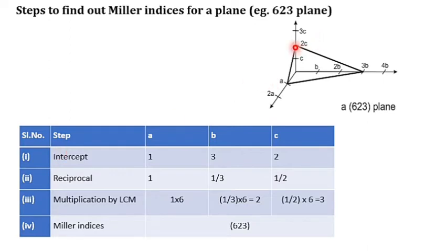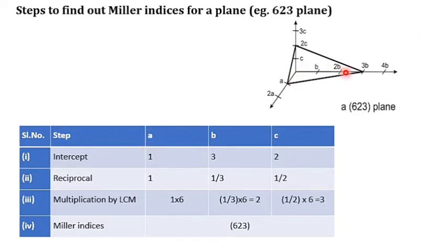So now you draw a plane in the X, Y, Z axis. Now you divide these planes at equal intervals. Now you find out along the A direction there is 1A. Here 1A is the unit cell. So in the A direction 1 intercept is there.